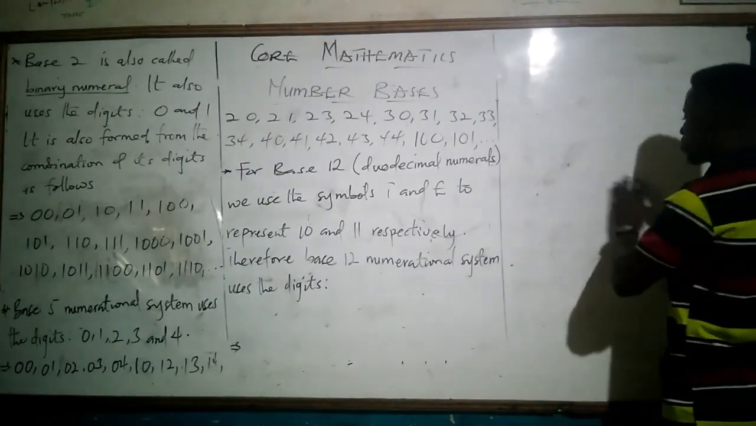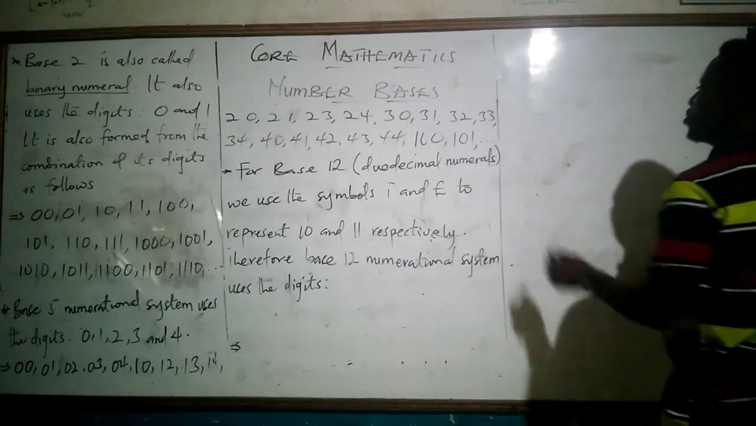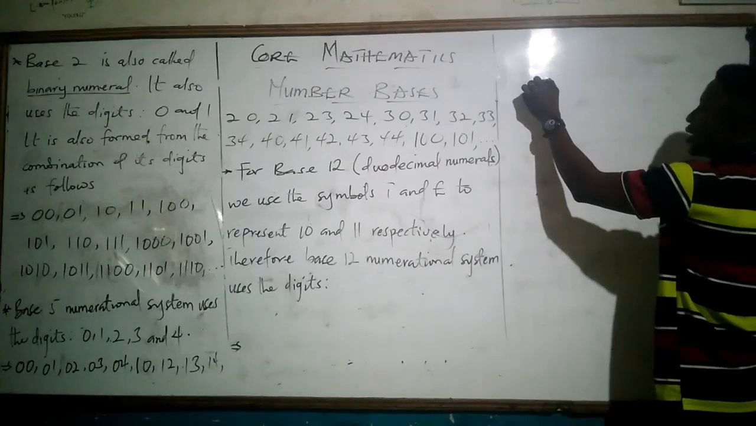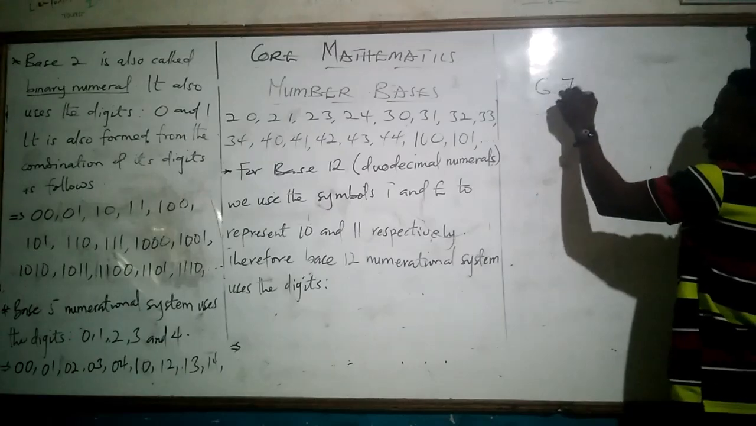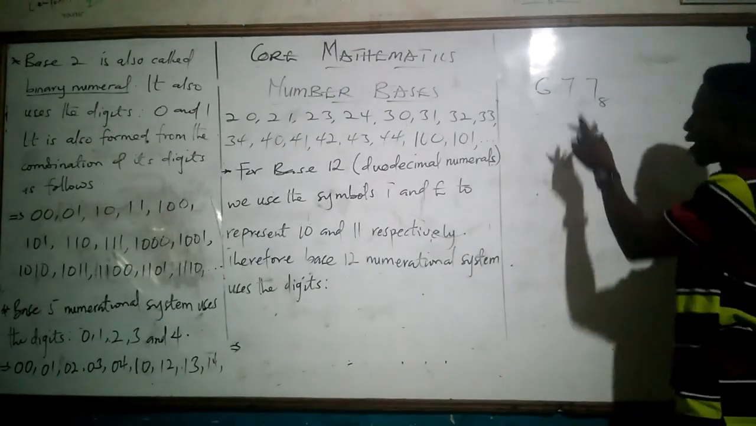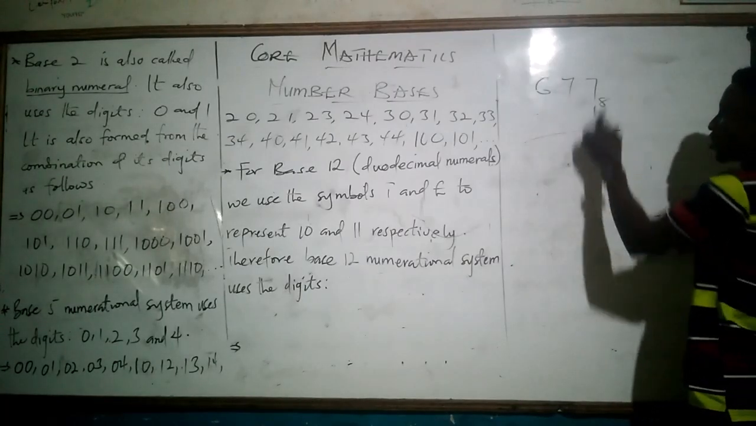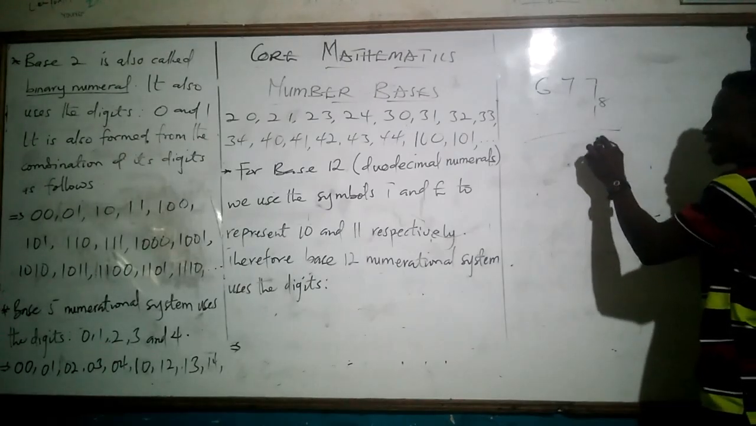So let's say I have 6, 7, 7 in base 8, and I want to add 1 to get the next one. Adding 1, this one gets 8. We are in base 8, and I'm adding 1, so immediately I get 8, it will turn to 0.